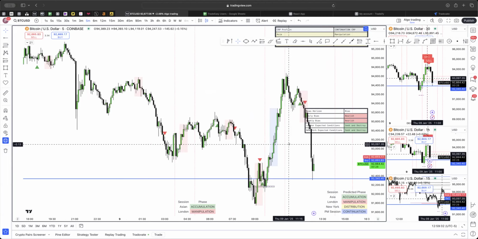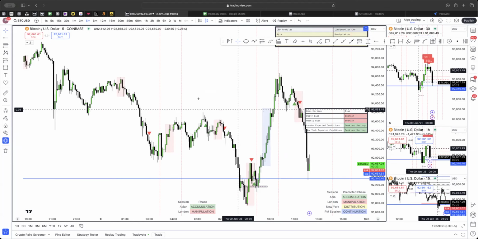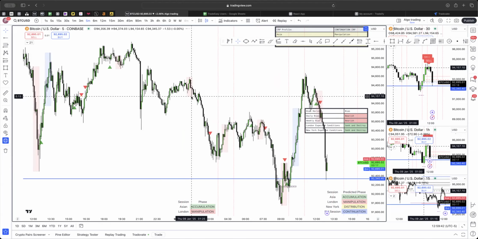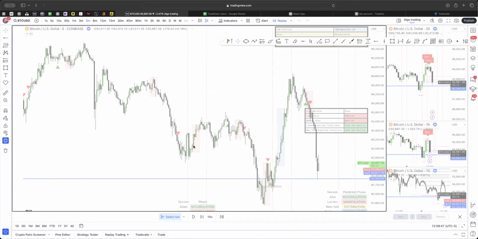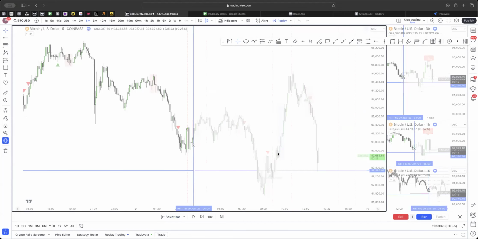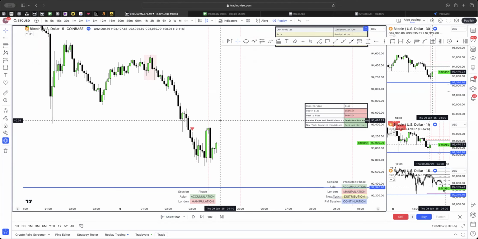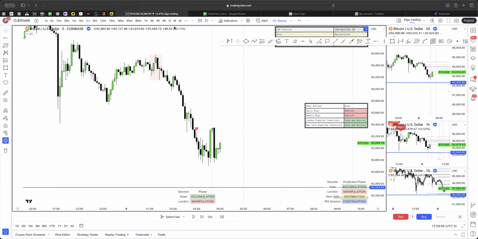Okay. Now, let's take this one step further and look at this from the lens of the London macro. All right. So today on Bitcoin, and we'll also look at gold, the London macro, which is here, right? We are thinking to ourselves, okay, I want to sell because the bias is bearish. So I'm going to find my key level.